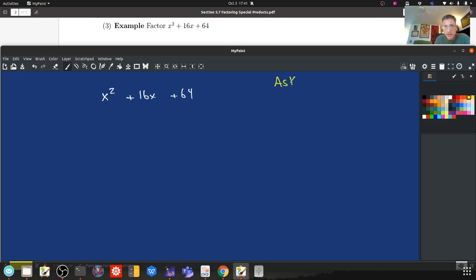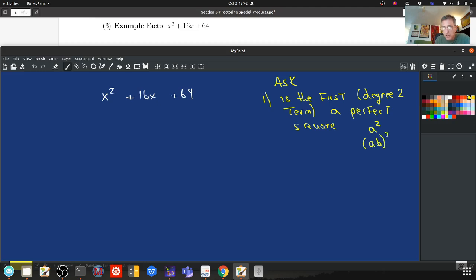Ask one question. Is the first term, by that I mean the degree 2 term, a perfect square? And by a perfect square we just mean some expression a squared, or some expression a times b squared. So that's the first question. I'll put a little box here.